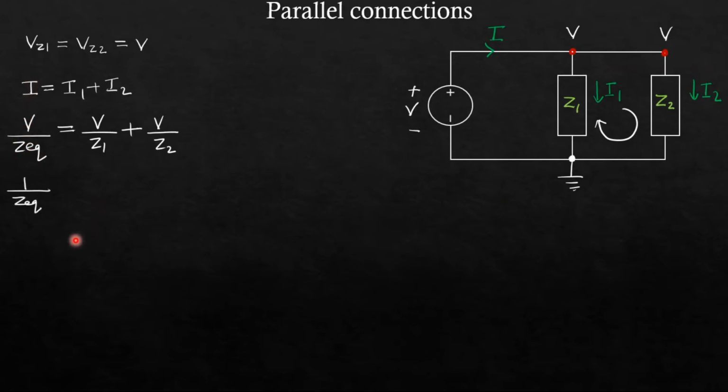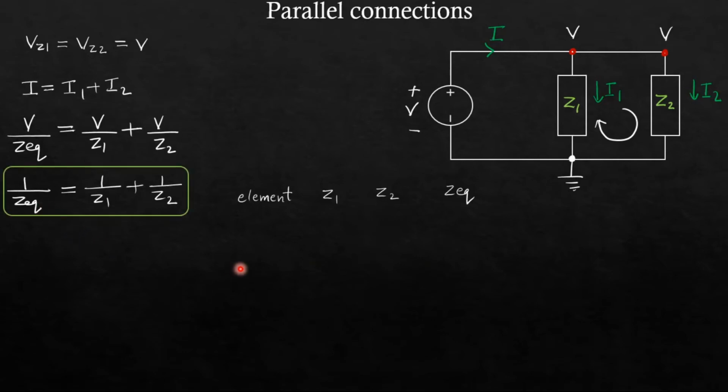From here we will get 1 by Z equivalent is equal to 1 by Z1 plus 1 by Z2. Why? Because V will get cancelled from both the sides. So you can see that if two elements are in parallel, then this relation holds good, okay? 1 by Z equivalent equals 1 by Z1 plus 1 by Z2.